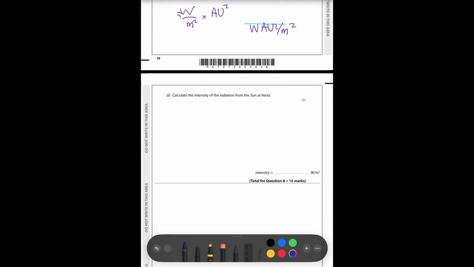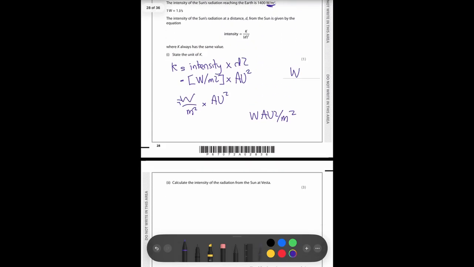Calculate the intensity of the radiation from the sun at Vesta. So now I've got the obviously unfamiliar equation over here, and there's a couple of ways that you can do this, but the easiest way, if you're not that confident with doing calculations, is just work out the K first that you've got. Because it's a constant, I know it's just going to stay the same. So let's have a look at it.